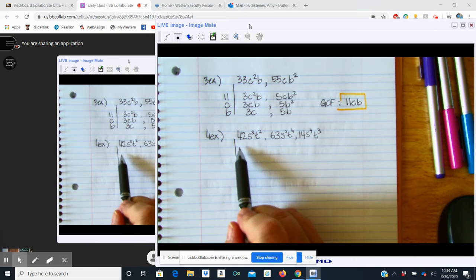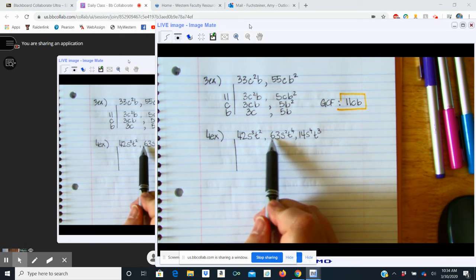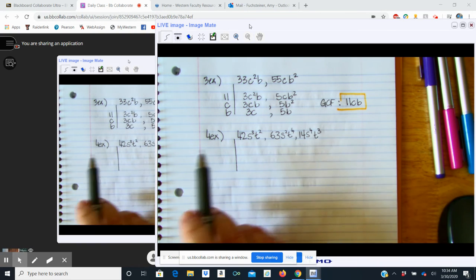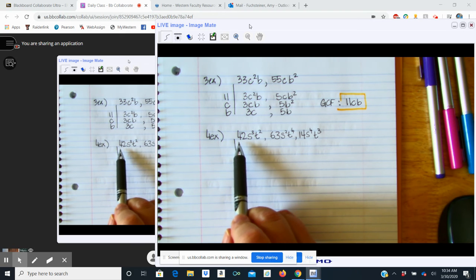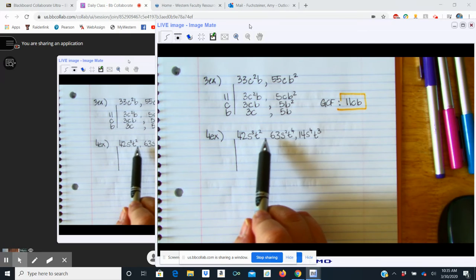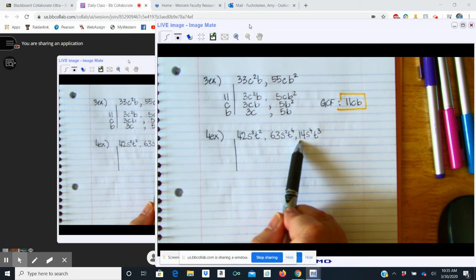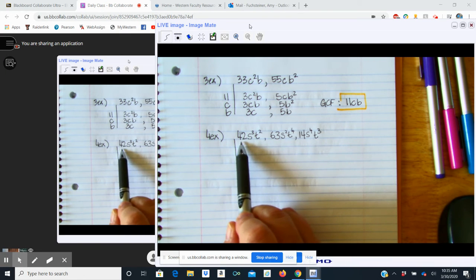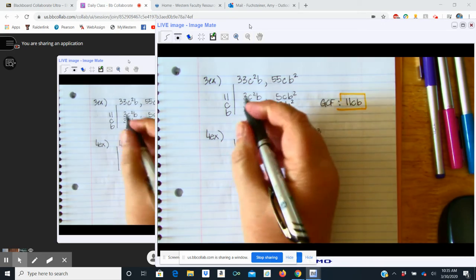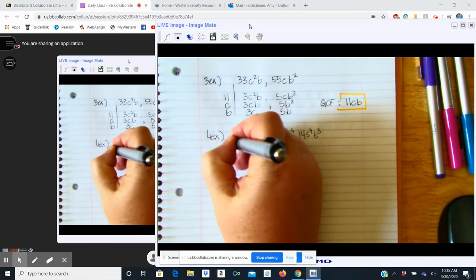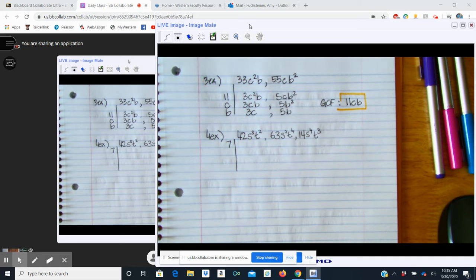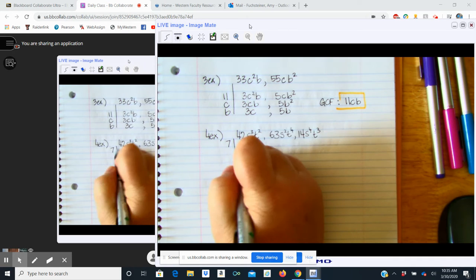If you look at the numbers, you've got a 42, a 63, and a 14. What can you pull out of all of those? Hold up. I know I can pull a 7. I'm going to do one at a time, okay? So I know I can pull a 7.